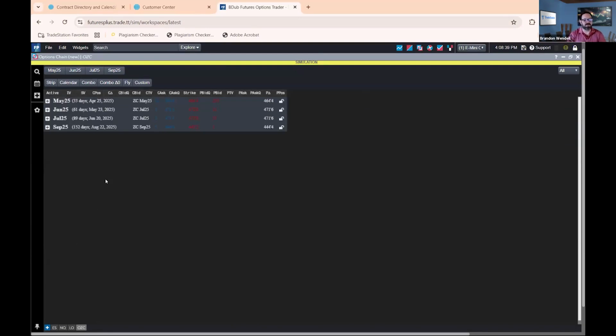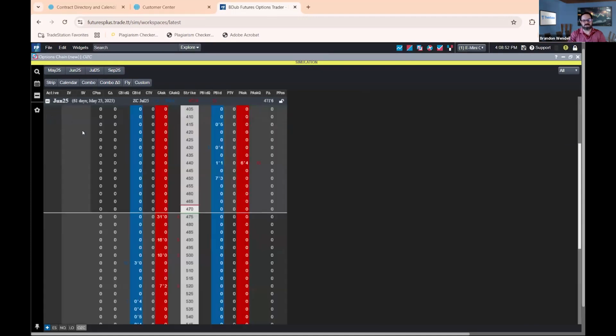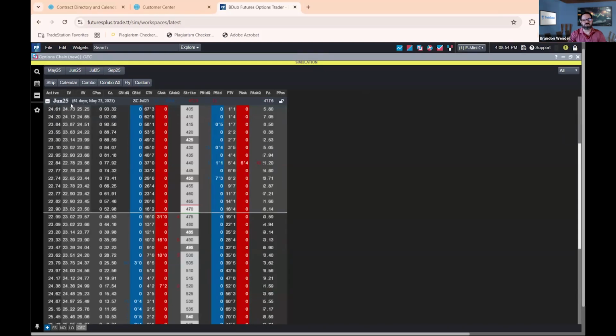Anyway, if we go here, this is corn. And here you can see the May contract is attached to the May futures for corn. The June contracts for options, this is the option chain for June 2025, is actually tied to the July 2025 futures contract.